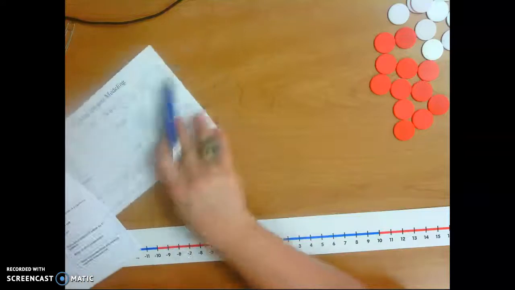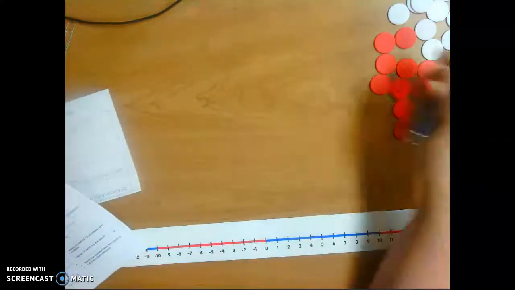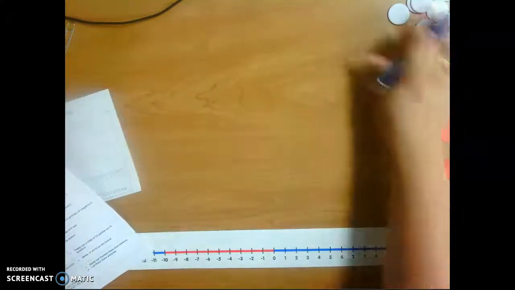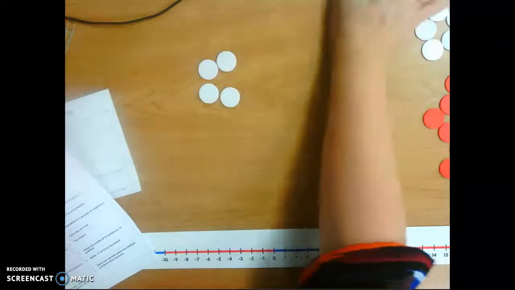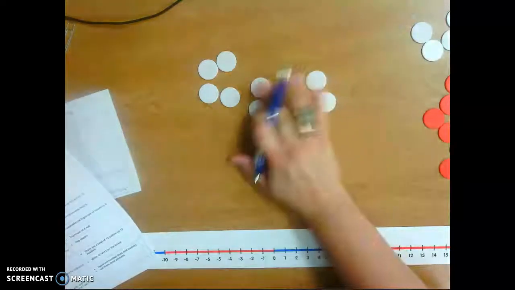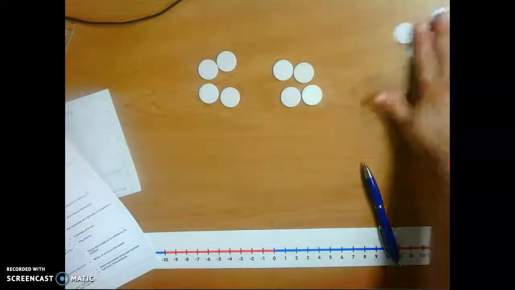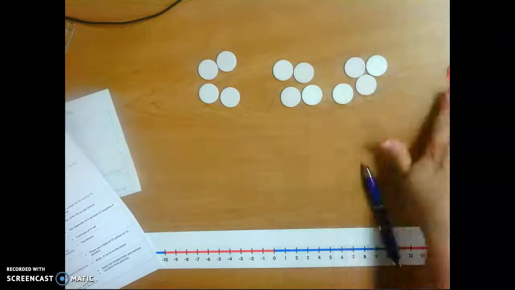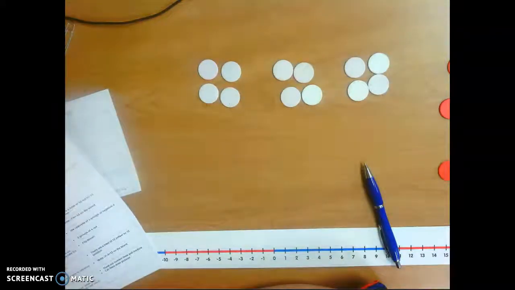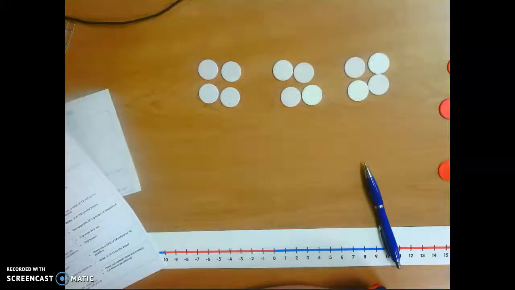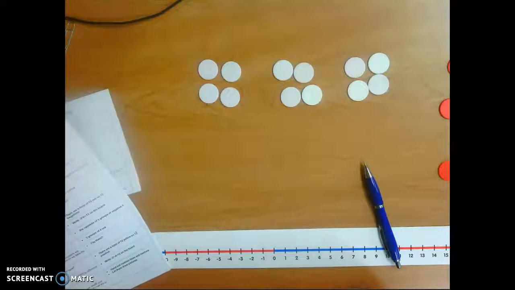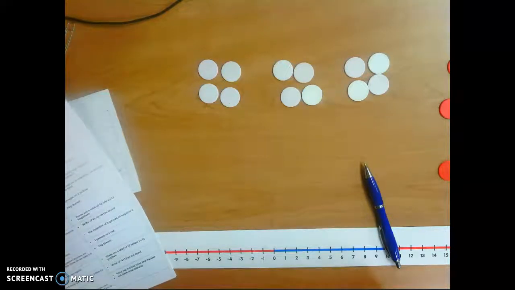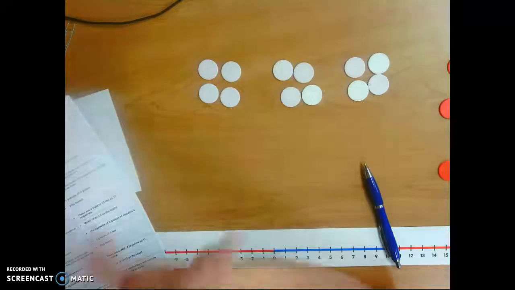So you're going to model first 3 groups of 4. So we've done that before already. So here's a group of 4. Here's a group of 4. And here's 3 groups of 4. So now if we're taking the opposite of 3 groups of 4, how are we going to take the opposite of them? So hopefully a couple of your students, if not all, will say, hey, can we flip them? For sure. That's exactly what we're going to do.